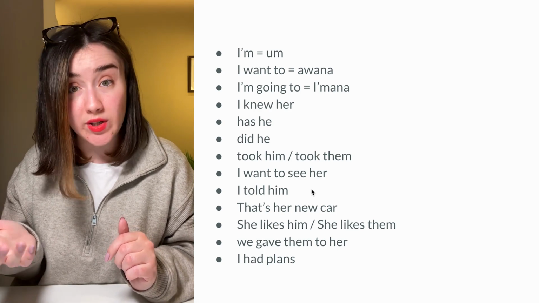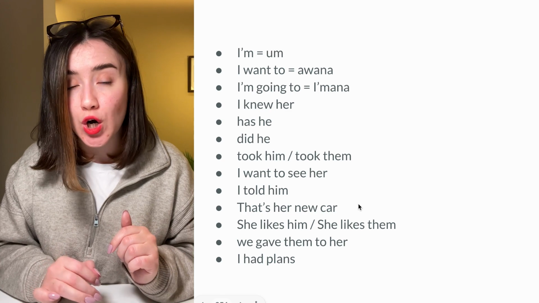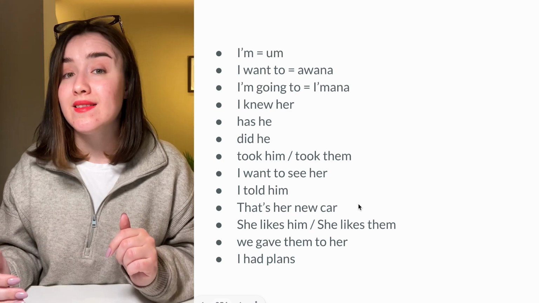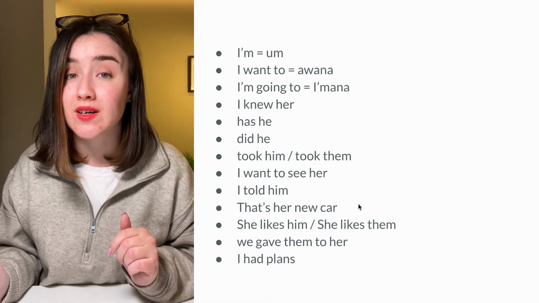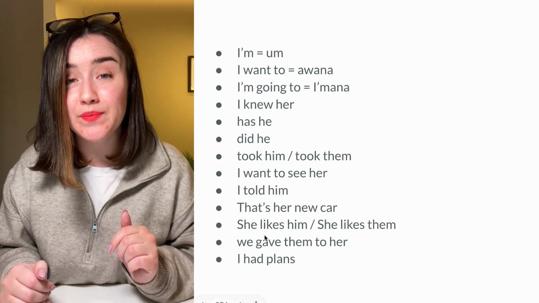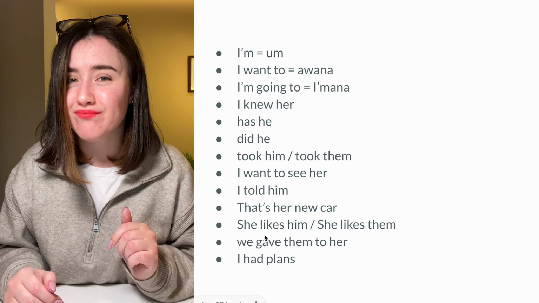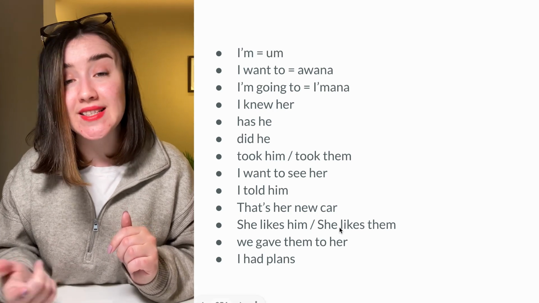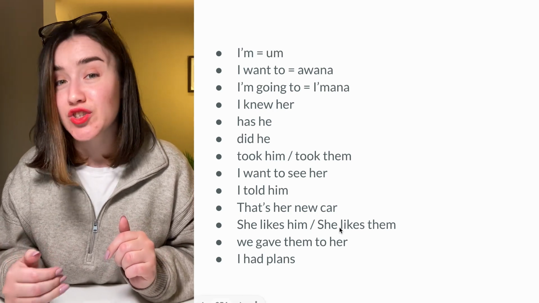I told him. That's her new car. The next one: she likes him. She likes them.